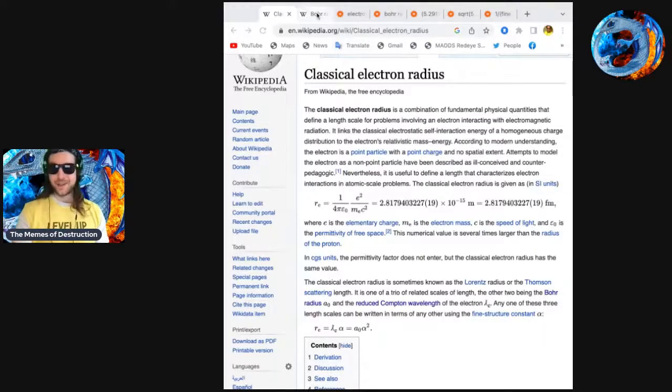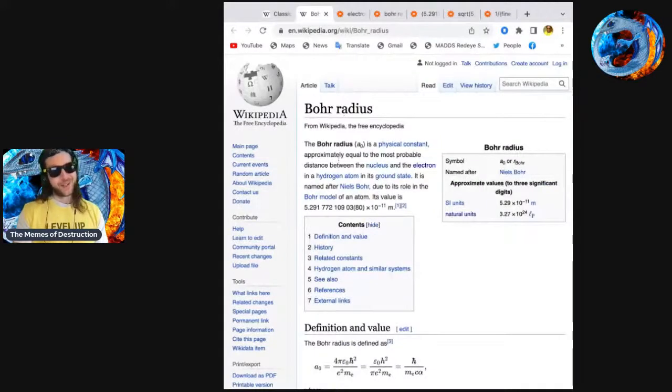But we're going to jump over to the Bohr radius. The Bohr radius is a physical constant approximately equal to the most probable distance between the nucleus and the electron in a hydrogen atom in its ground state. It is named after Niels Bohr due to its role in the Bohr model of an atom. Its value is approximately 5.29 times 10 to the negative 11 meters.